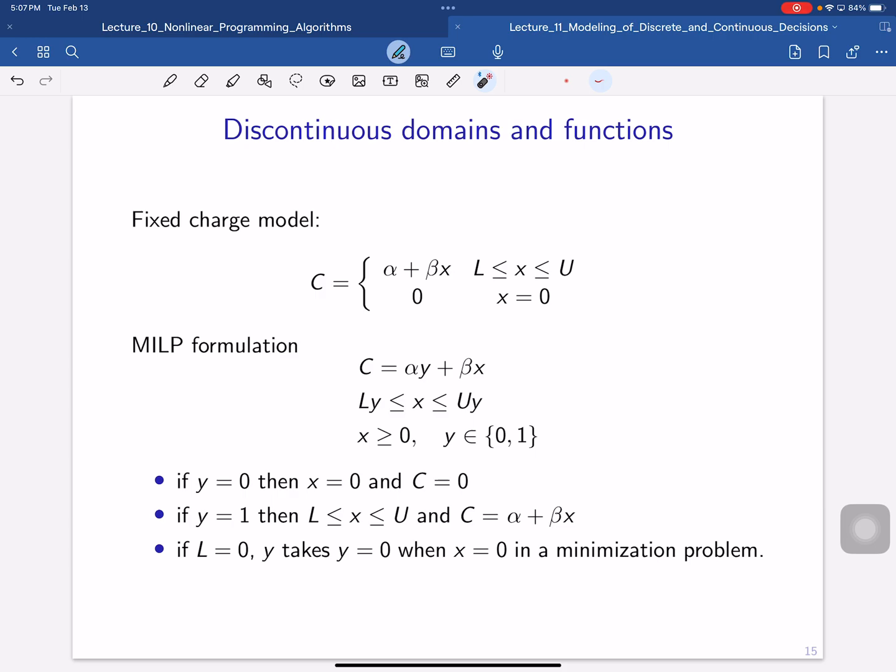And then what happens if you happen to have a lower bound equal to 0, right? This can be problematic because when x equals 0, then y can be either 0 or 1, right? If you have this L equals to 0. But usually y will take the value 0, since usually in an optimization problem you are minimizing the cost, right? Since you are minimizing the cost, when you are not getting the heat exchanger, y will always take value 0. Okay.